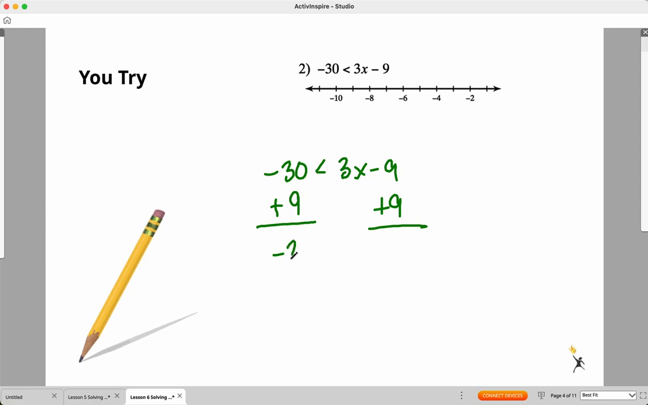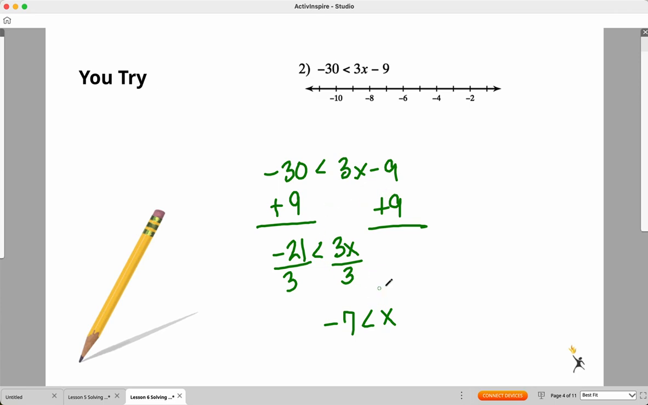So I'm going to get a negative 21 and 3x left. And how do I get rid of times 3? You guys are perfectly right. It's divided by 3. So I get negative 7 and x. So now here's the fun part. You have the right answer this way, but you got to think in terms of what's going on here.